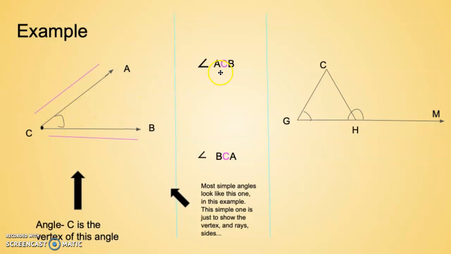In the second box, notice that I highlighted the C again. I made it a different color, pink again. C, the vertex, has to be in the middle because in this box here, C is in the middle too, which is the vertex. ACB, and BCA. Most simple angles look like this, but I drew this one just to show the vertex and the rays clearly.